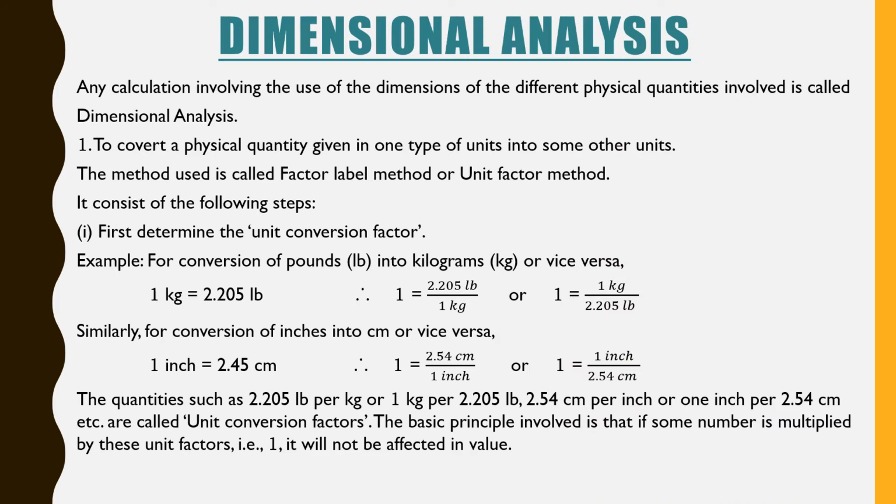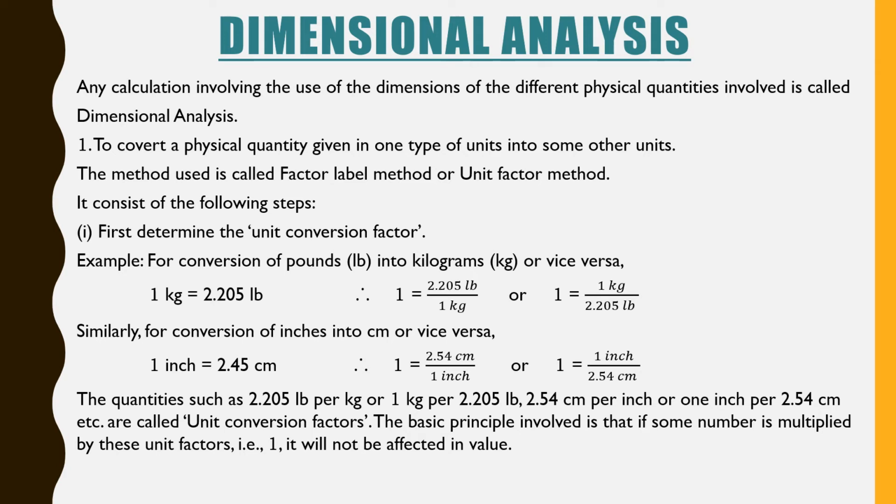Now let us proceed to the next topic, that is dimensional analysis. So what is dimensional analysis? Any calculation involving the use of the dimensions of different physical quantities. First, to convert a physical quantity given in one type of unit into some other unit, means we are doing conversion from one unit to another. The method used is called the factor label method or unit factor method. It consists of the following steps.